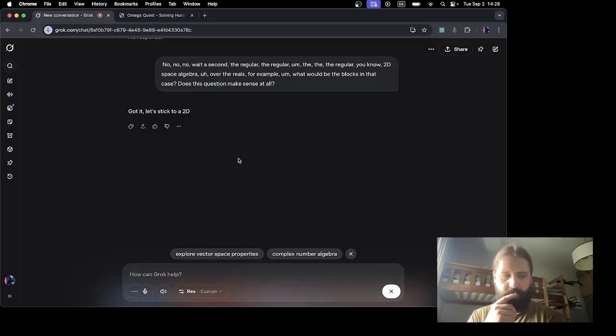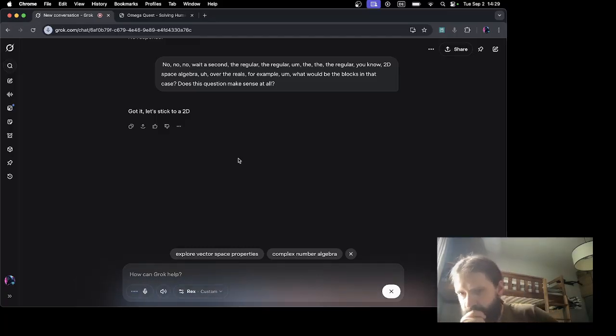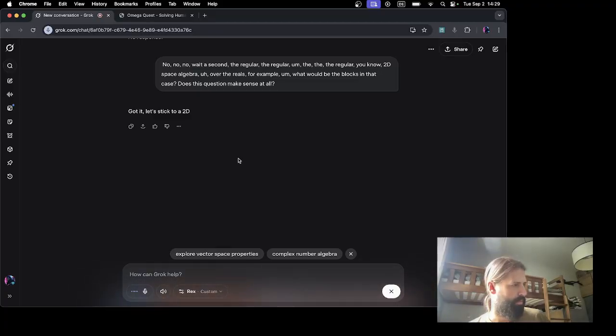Yeah, it totally makes sense, and it's a great way to think about it. Let's take a 2D vector space over the reals, which I'll assume you're thinking of as something like R^2, and maybe you're wondering how a group algebra might come into play, or what blocks would mean here. Since you mentioned space algebra, and we've been talking about group algebra, I'll interpret this as you asking about the group algebra of a simple group acting on R^2, or maybe a matrix algebra like M2(R), which is the algebra of 2x2 matrices over the reals, because that's a natural fit. If I'm off, let me know.